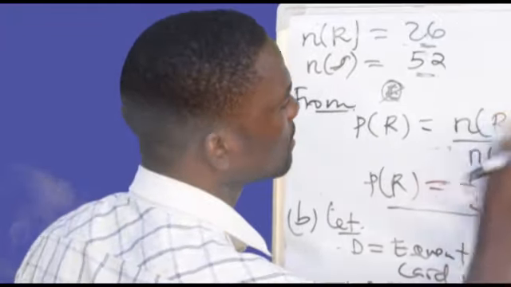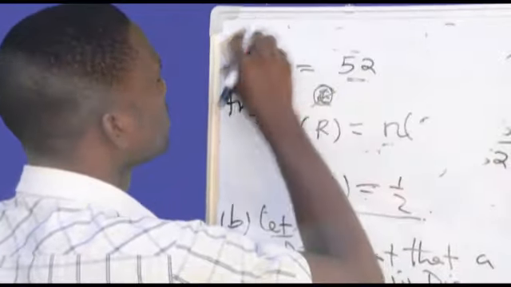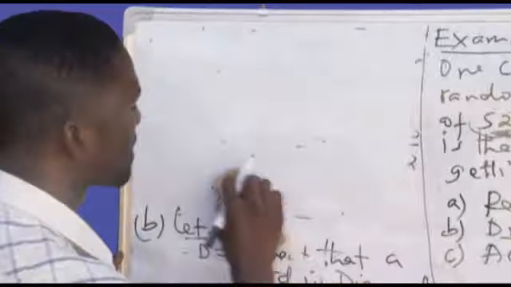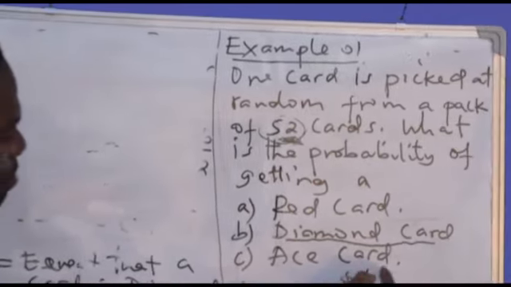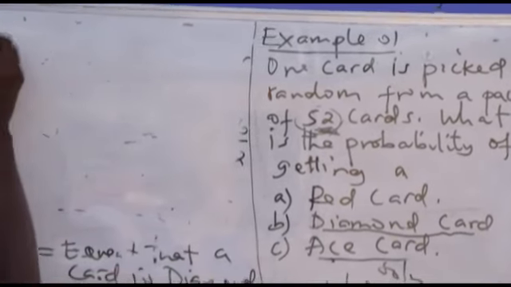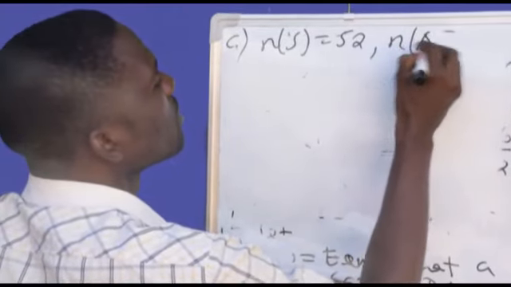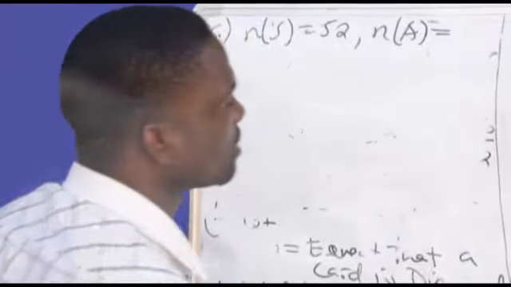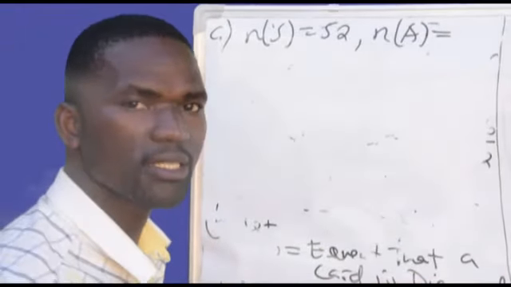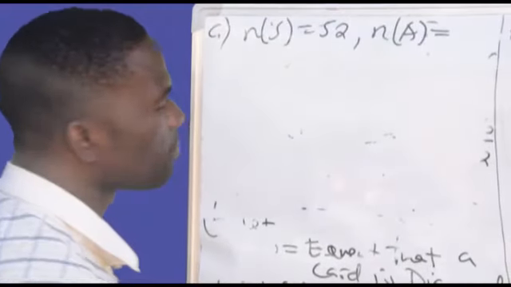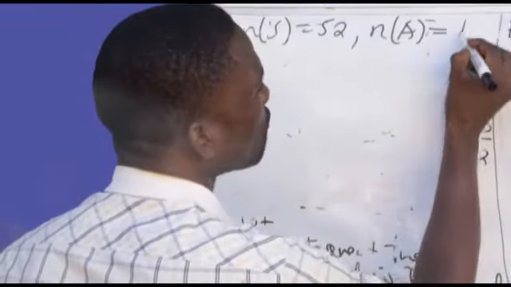Part C is required to find the probability that an S card will be picked. So for part C, again, the sample space remains the same at 52, but now A represents the event that an S card will be picked. The number of S cards available is 4.